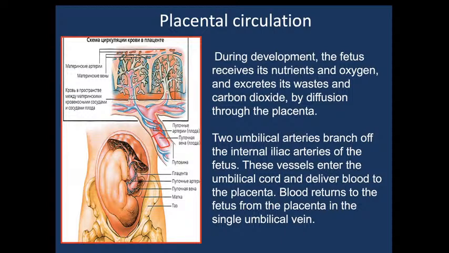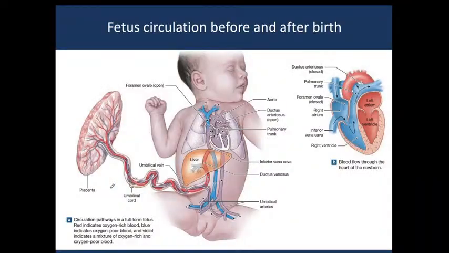The placenta is a place where oxygen is exchanged, and it also provides the fetus with nutrients for metabolic reactions. And this is the main difference for the fetus, and this is a difference from adult cardiovascular systems.